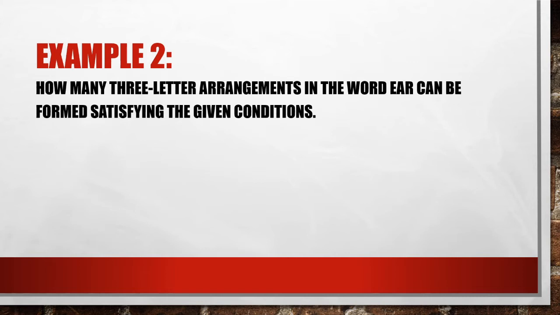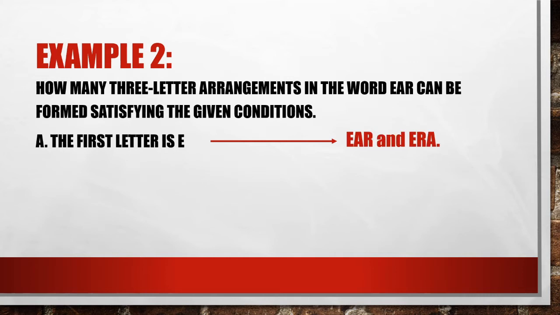Example number 2. How many 3-letter arrangements in the word EAR can be formed satisfying the given conditions? Letter A, the first letter is E. Okay, ayan ha. So tingnan natin class kung ilan yung possible word na ang kanilang first letter ay E. Okay, so that is EAR and ERA. So there are 2 arrangements formed whose first letter is E.